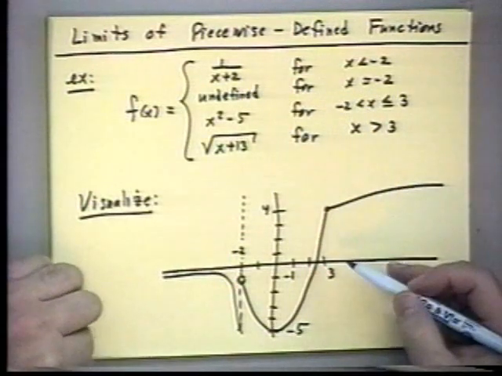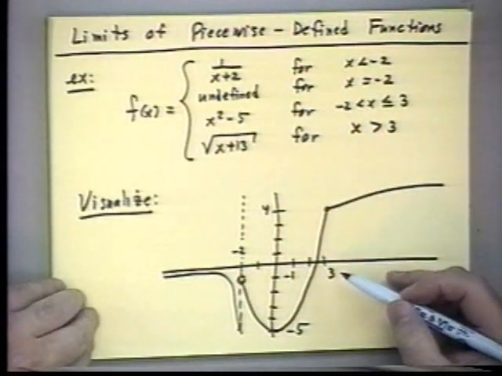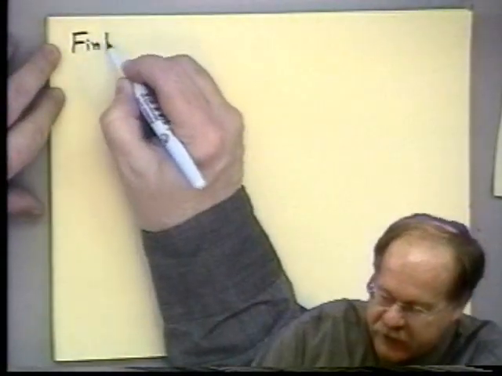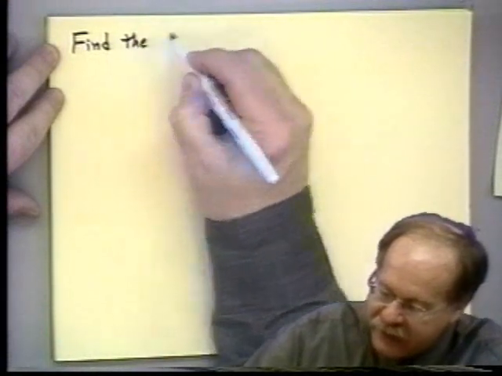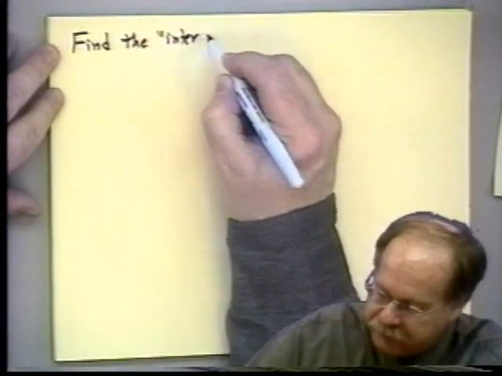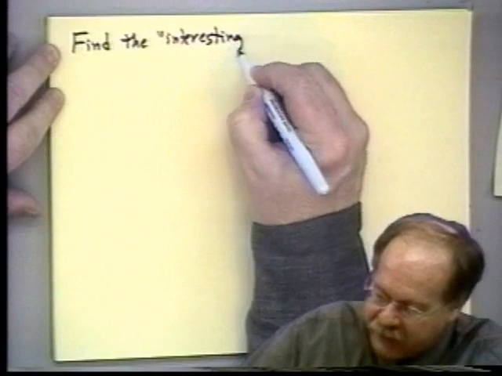We'll come back to this, but this at least gives us a sense of what the picture looks like. So now we can ask some interesting questions about the limits. We won't just find limits everywhere. What we'll do is find the interesting limits. Now what do I mean by that?